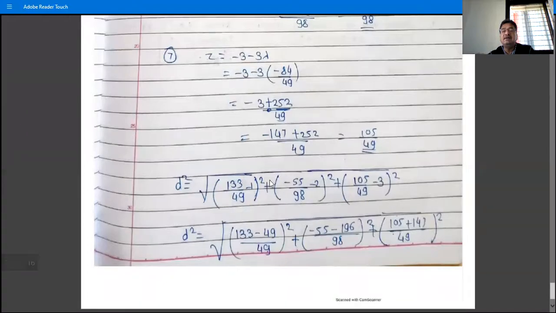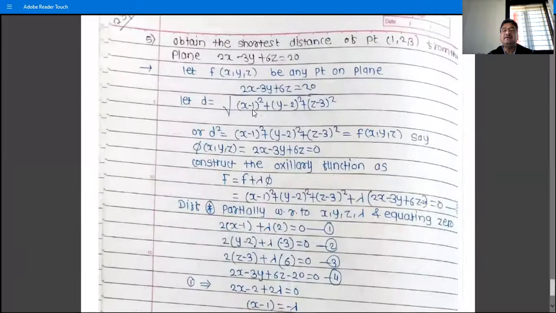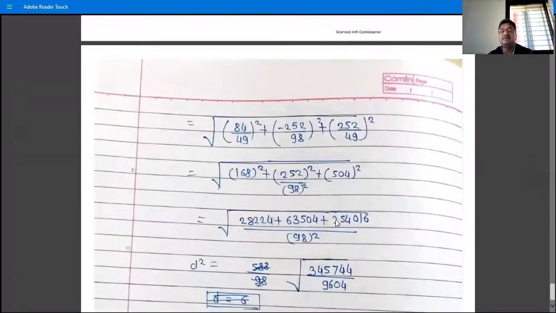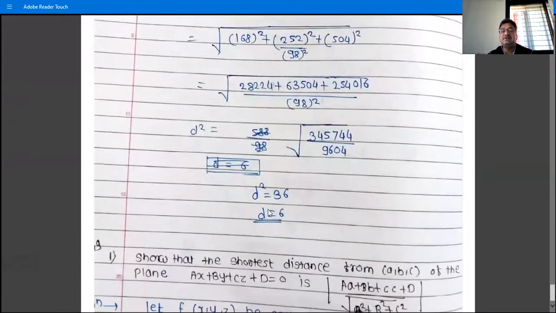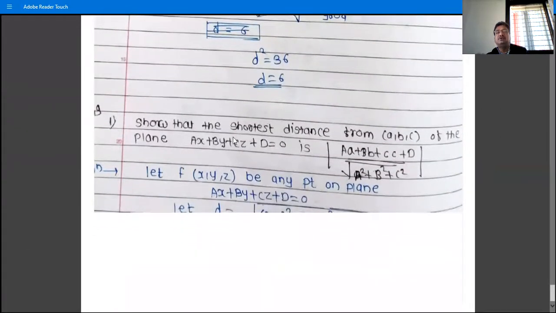And then the distance of the point 1, 2, 3 from this, that is d, is equal to, write the value of x, y, z as these values. So we have the answer 6, and this is the shortest distance of the point from the plane. Same type problem: show that the shortest distance of ABC from this plane is this.